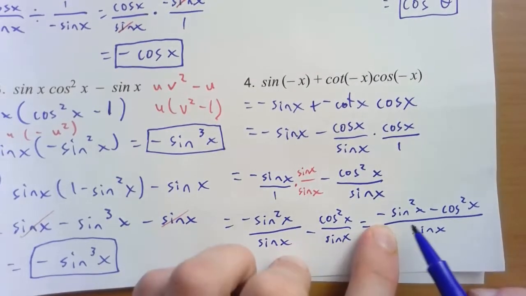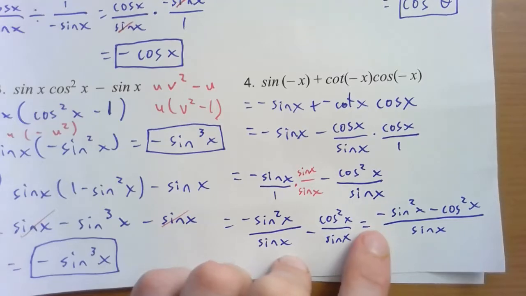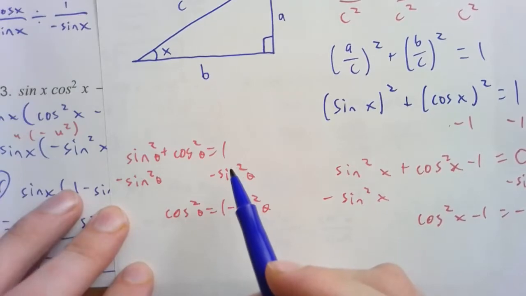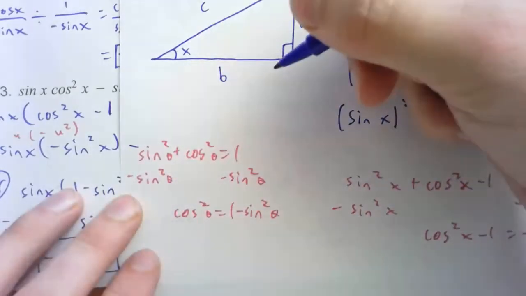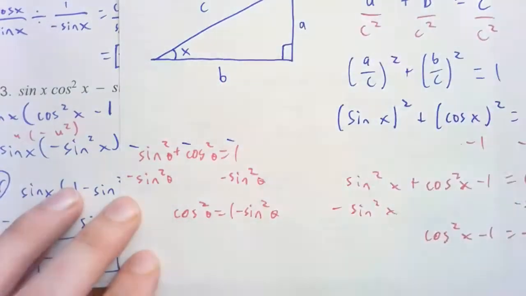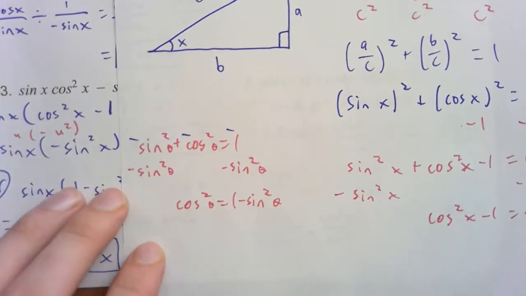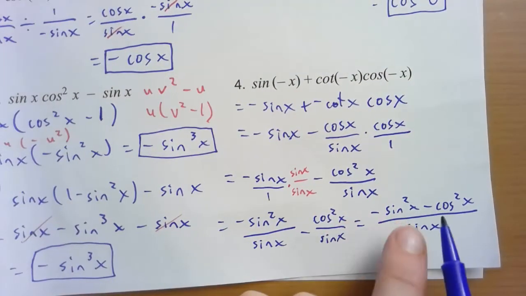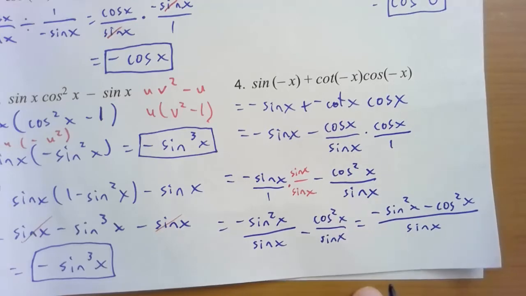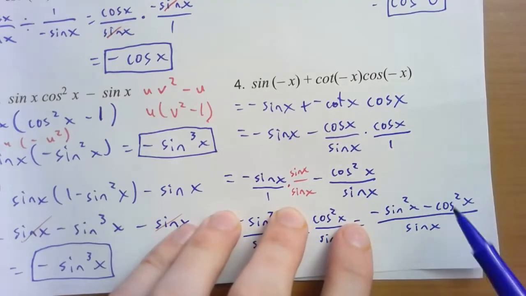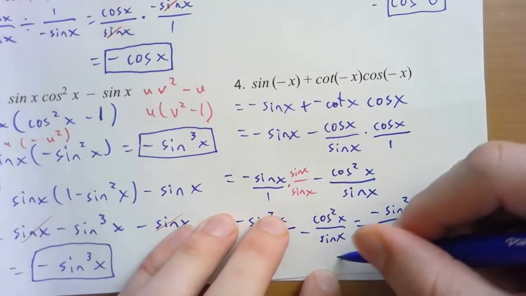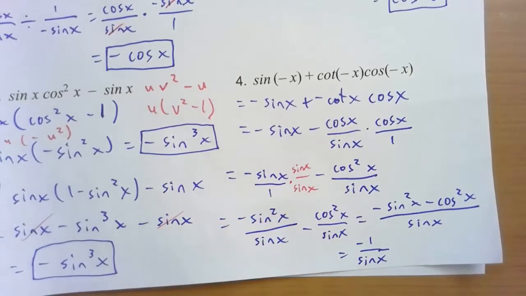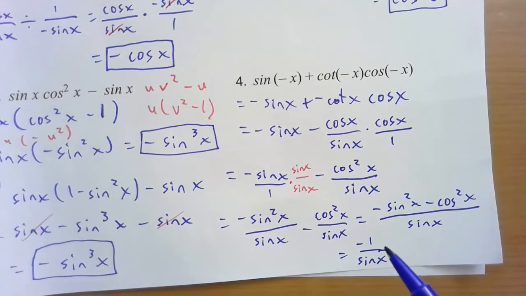Or let's take a look here. So negative sine squared minus cosine squared. Well, if sine squared plus cosine squared is 1, then that means that negative sine squared plus negative cosine squared is negative 1. You could also try factoring out the negative here. If you factor out a negative, you'd have negative times sine squared plus cosine squared. But either way, you're going to get negative 1 right here. So we've got negative 1 over sine of x. And so we're almost done there. Almost done. Just don't stop quite yet here.